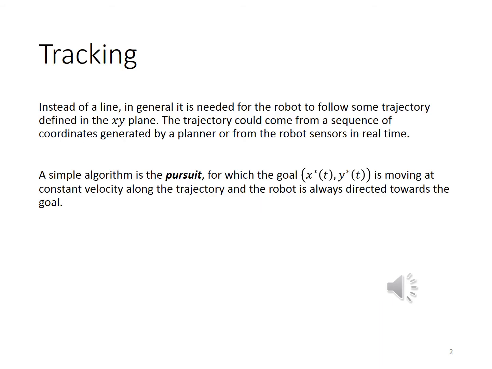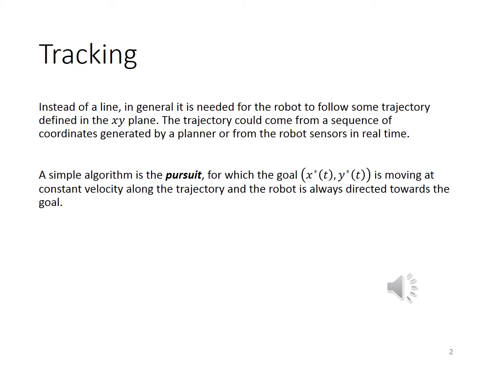Hello guys, today we're going to see something about tracking of mobile robots particularly. Okay, well, we know already how to follow a line, but it is not the general case for a robot. Instead of a line, the general case is to follow some trajectory defined in this XY plane. The trajectory could come from a sequence of coordinates generated by a planner, or from the robot sensors in real time. Both ways are very, very useful.